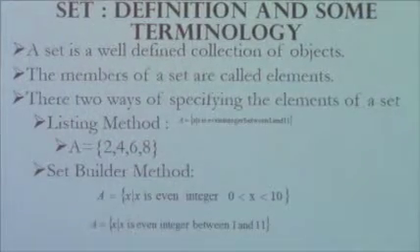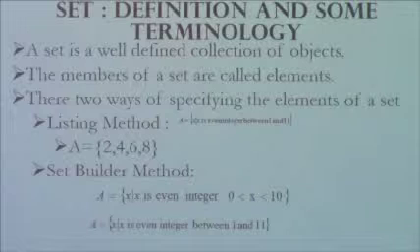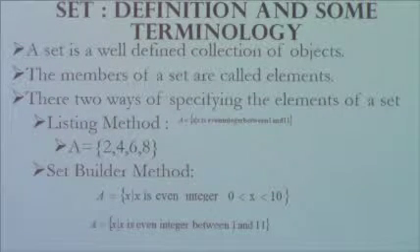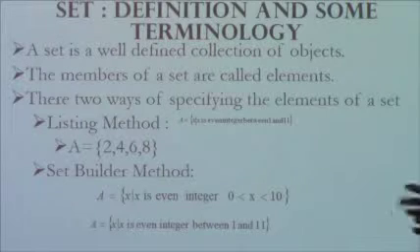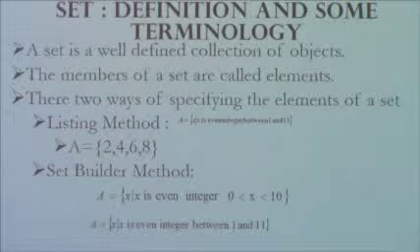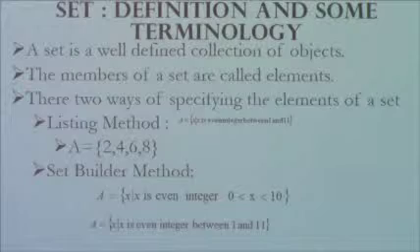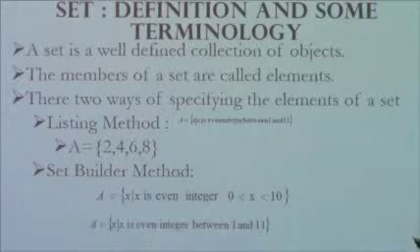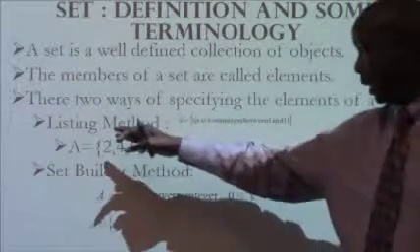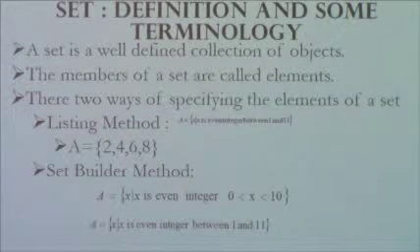A set is a well-defined collection of objects. We have a set of students, a set of vegetables, a set of books. All those things are sets. The things that make up a set, the components of a set, we call the elements of the set. And there are several ways we can show a set. We can show a set by listing the elements of the set, like over here, we have this set A containing 2, 4, 6, 8.